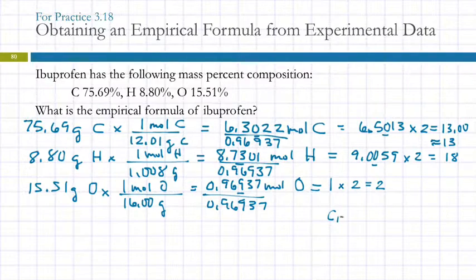So C13, H18, O2. That's the empirical formula for ibuprofen. If you notice, these numbers here, this ratio 13 to 18 to 2, that can't be simplified, right? It's in its lowest whole number ratio. Sometimes students ask, well, how do I know which element to put first? Well, in problems like this, just use the same order that the problem gave you to start with, and that'll work out just fine. Any questions?